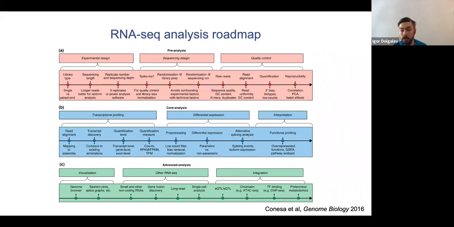You can look at gene fusions that are possible. So if you have two exons from different genes that are now present in the same transcript, there are also long reads and single cell analysis. And then finally, you can integrate it with additional data, such as looking at various variants that might be causing differences in expression, looking at chromatin, such as ATAC-seq, which is really popular, or ChIP-seq for looking at transcription factor binding, and of course, metabolomics or proteomics that you may have as well.